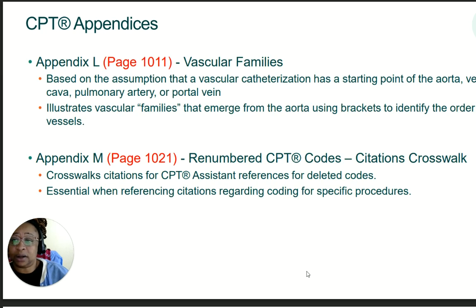Appendix L, vascular families. This is based on the assumption that a vascular catheterization has a starting point of the arterial, with the pulmonary artery and portal vein. It illustrates vascular families that originate from the aorta, using brackets to identify the vessels. Appendix M is the renumbered CPT codes crosswalk. This crosswalk is part of the CPT Assistant reference for deleted codes, and is essentially used when referencing citations regarding coding for specific procedures.